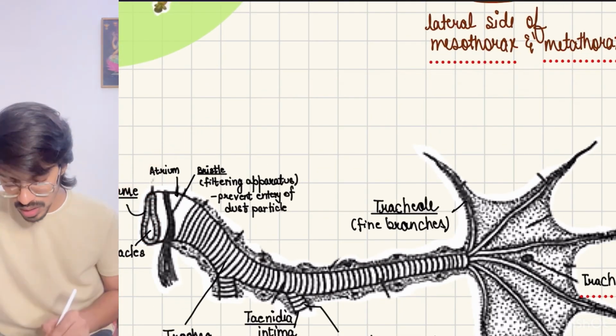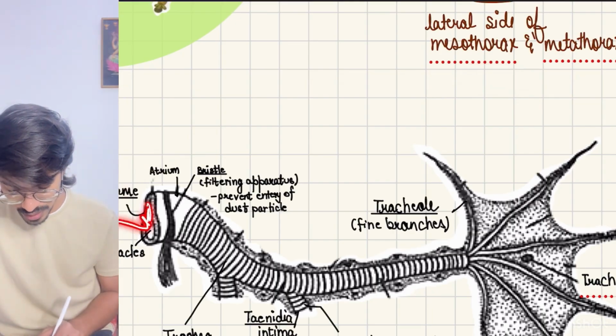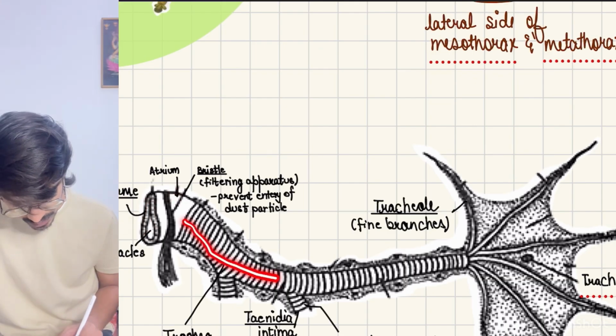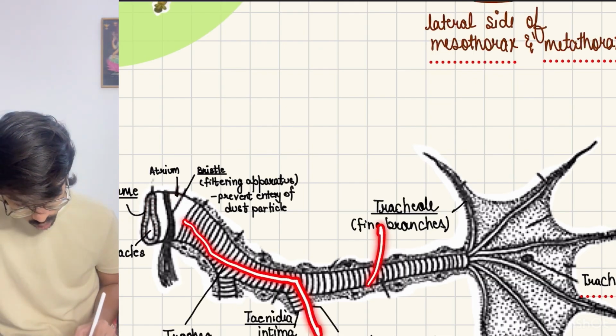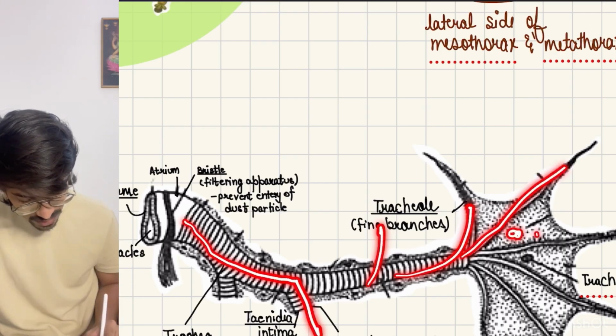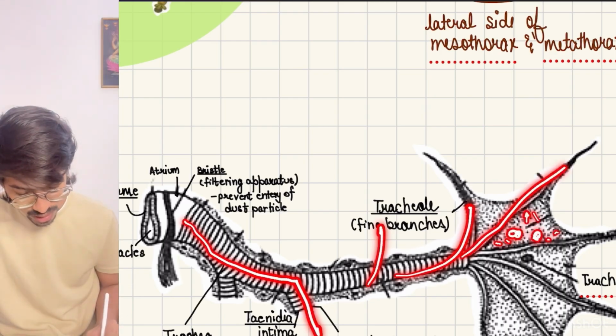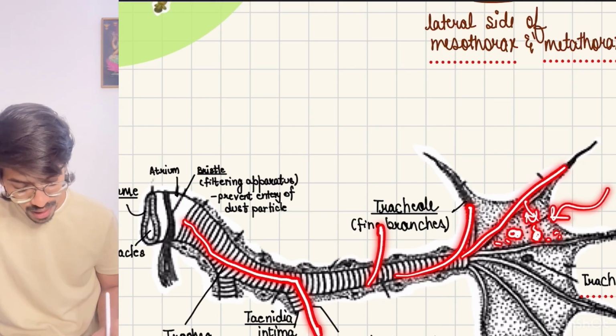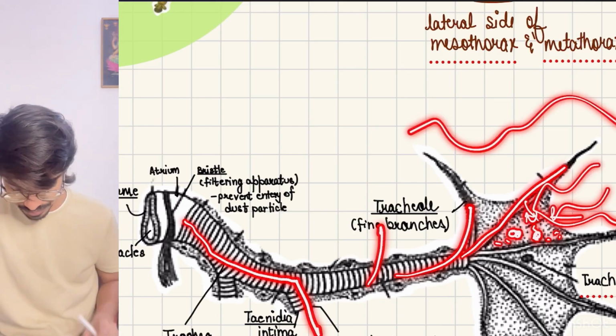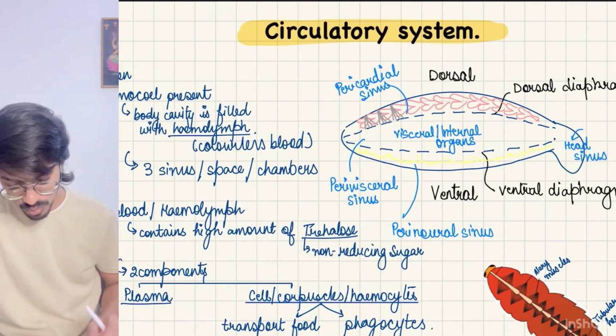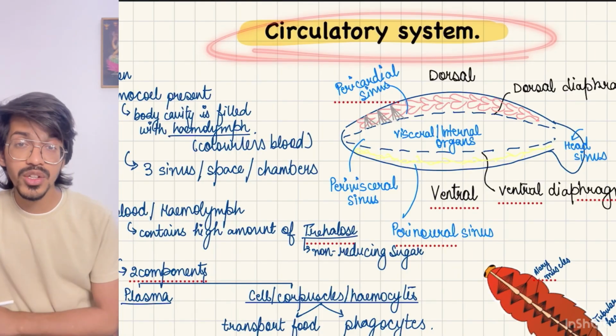So what you have to remember, spiracles: from here the air goes inside to the atrium, from the atrium it goes to the trachea, the trachea divides into smaller tracheoles and finally reaches the tracheal cells, where all the diffusion will occur. It means the cells will take up the oxygen. Okay, moving on to the next one, that is the circulatory system.